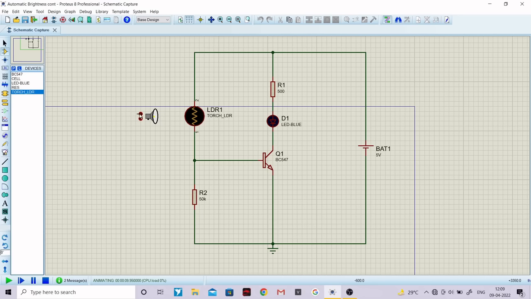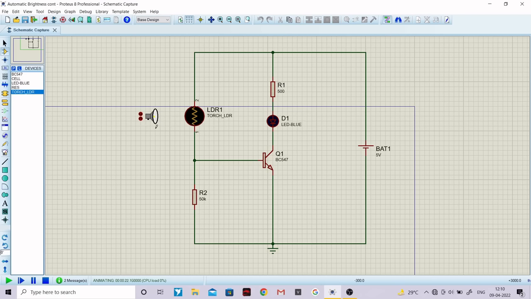See over here, first this torch was in off condition, but as soon as I switch on this torch, the resistance of the LDR dropped by a certain amount, right? But still the LED is off. Why? Because this particular torch is far away from this LDR.